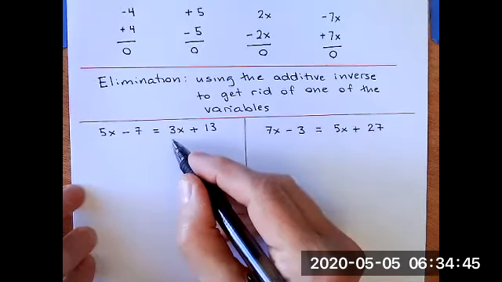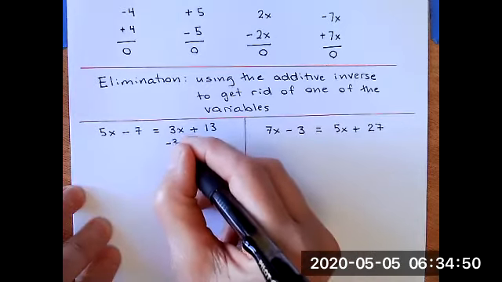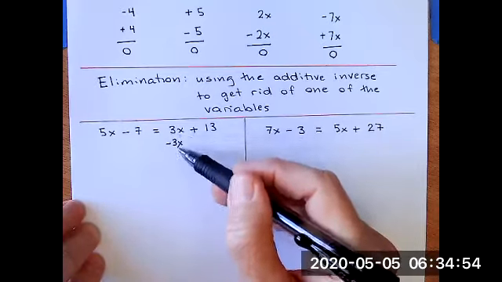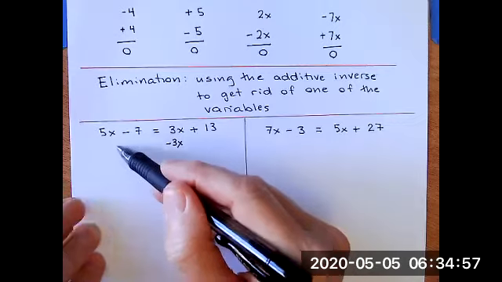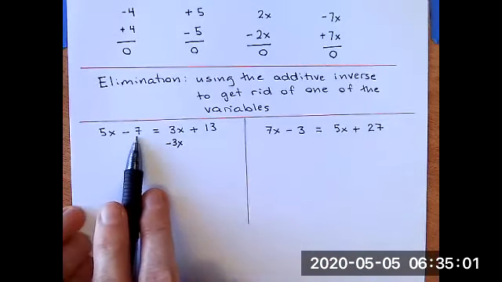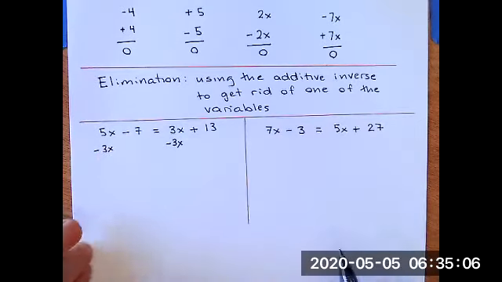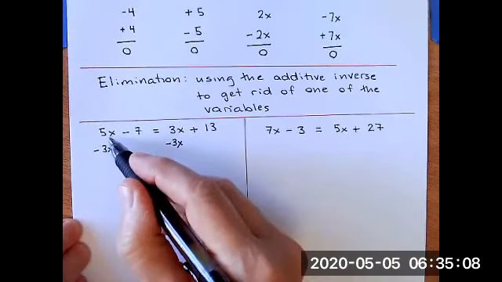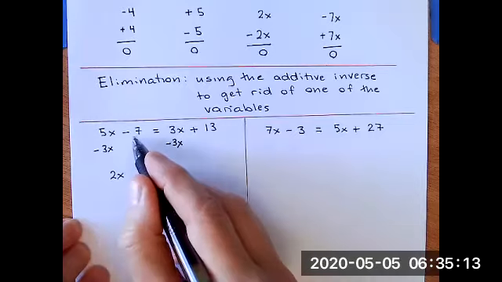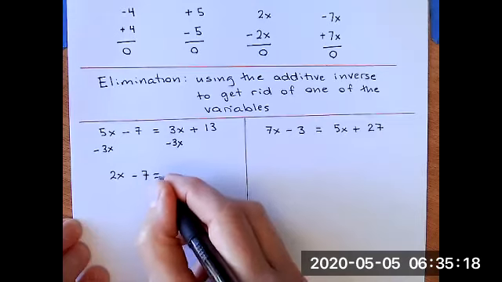So let's use the additive inverse of 3x, which is -3x. And remember that whatever you do to one side of the equation, you must do to the other side of the equation. So I'll subtract 3x from this side as well. I'm going to put it under 5x because those are like terms. +5x and -3x make 2x. We bring down the -7, bring down the equal sign.